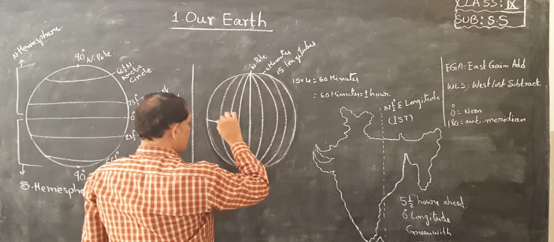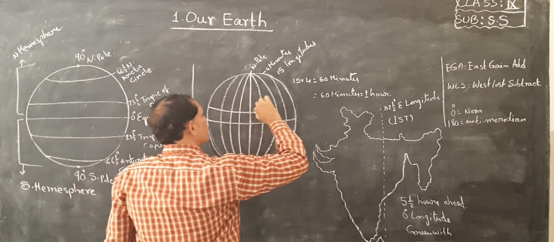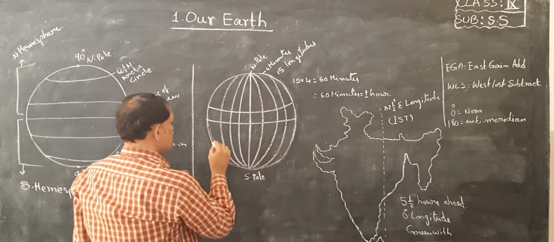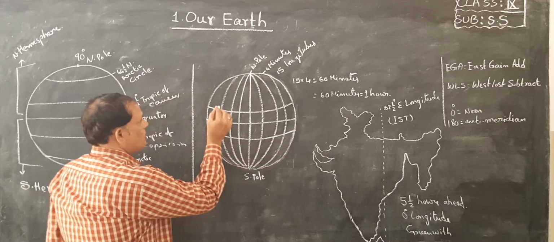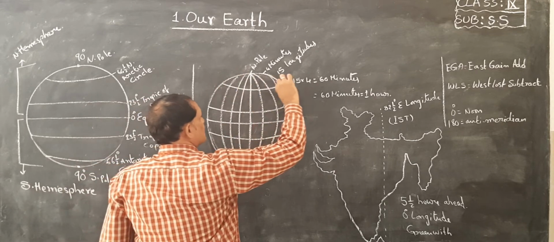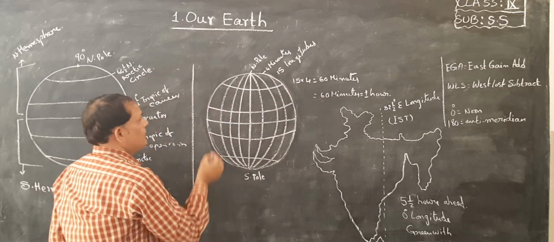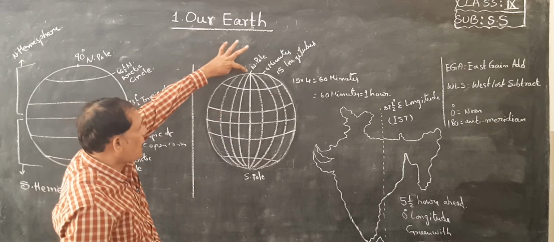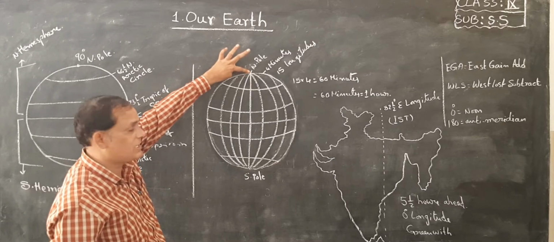This is equator, children. This is Tropic of Cancer, children. This is Tropic of Capricorn, children. Now look, this is Arctic Circle, this is Antarctic Circle, children. Now look here, children. How many longitudes are there? How many longitudes are there?